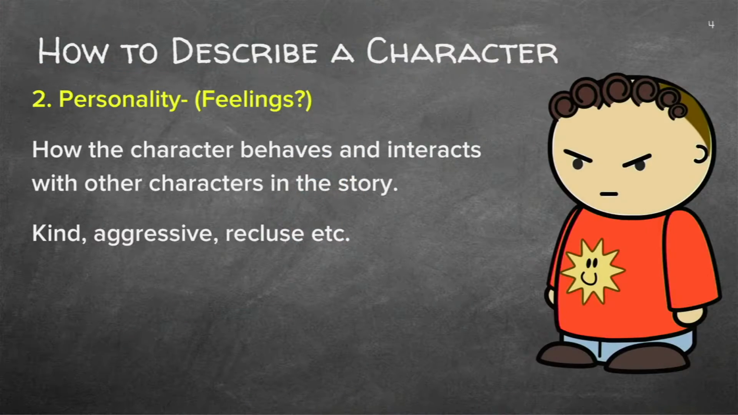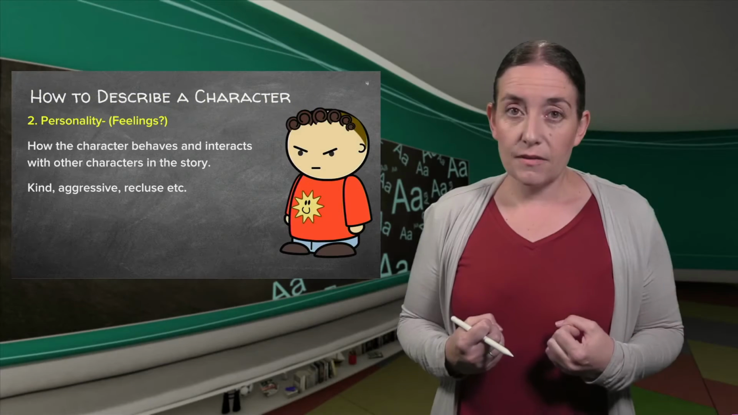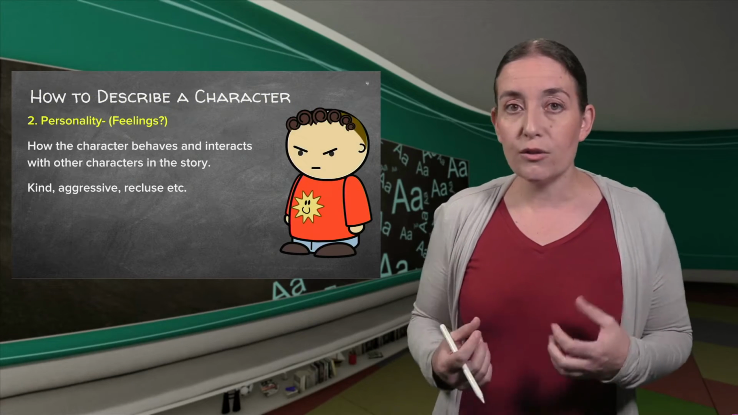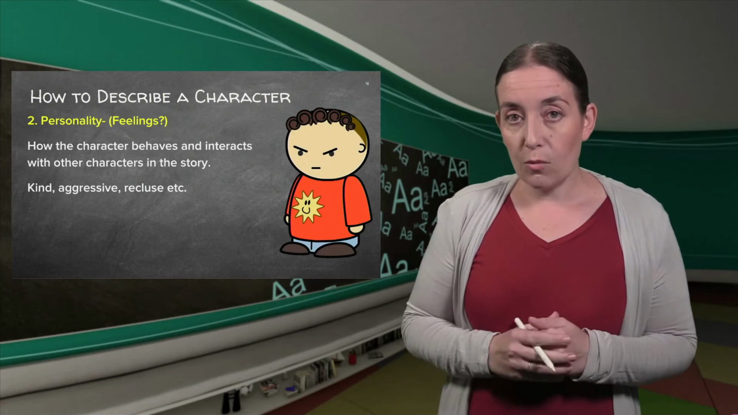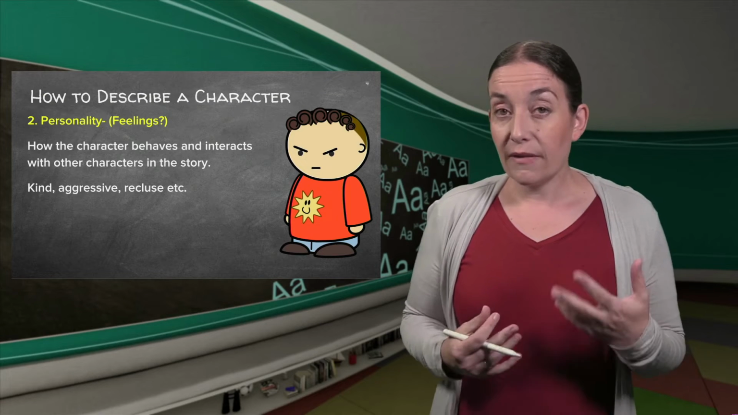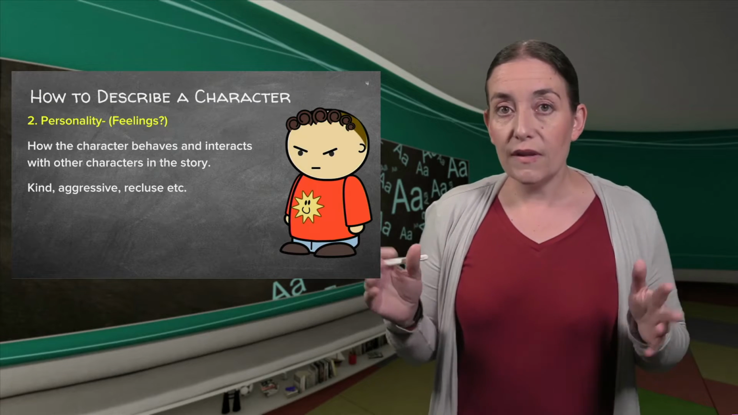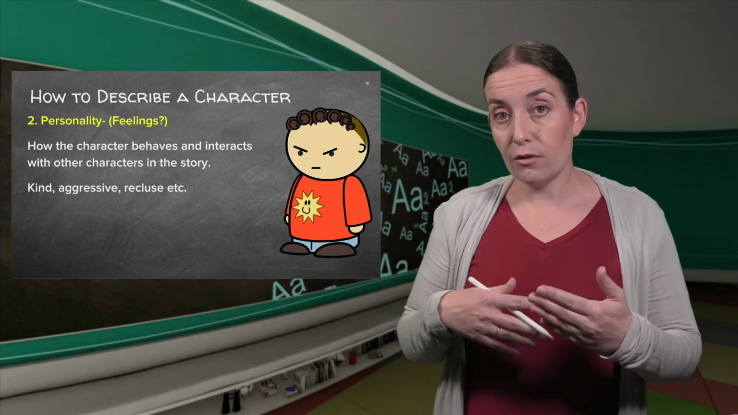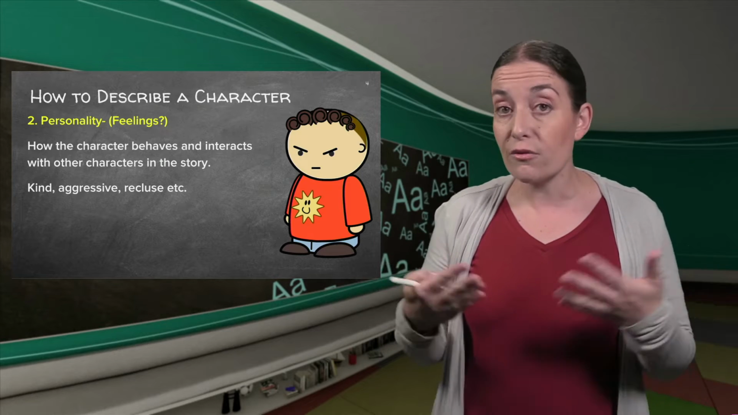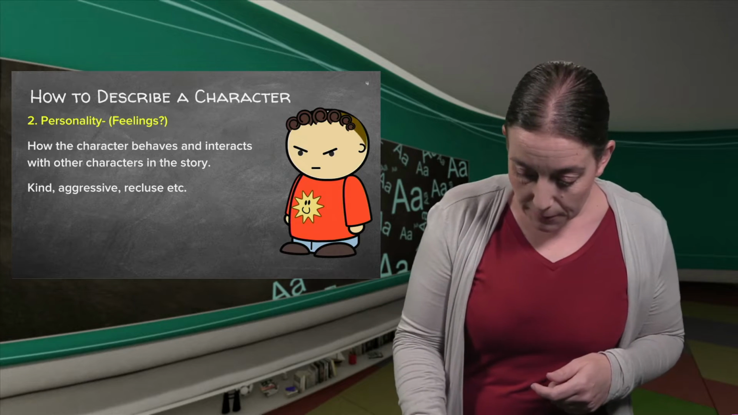The second step, the personality, is basically their feelings. So how they interact with other people or other characters in the story. Are they a kind person? So you know that all the other characters love that specific character. Are they mean or are they depressed and all those sorts of things? A recluse, meaning that they like to keep to themselves, and no matter how many people try to interact with them, they keep pushing them away. That's a very common type of character that you'll find in a lot of movies and books and stuff, where eventually the recluse comes out at the end because of all the interaction with all the other characters.